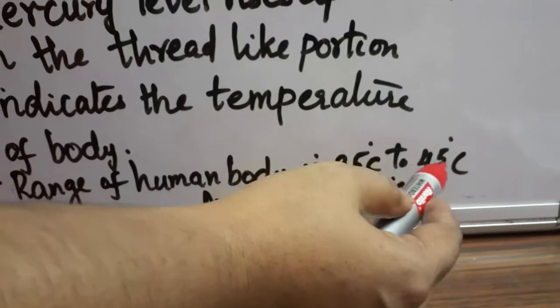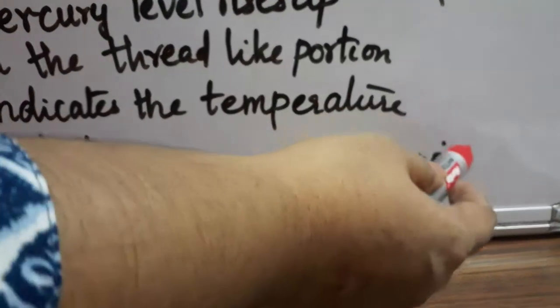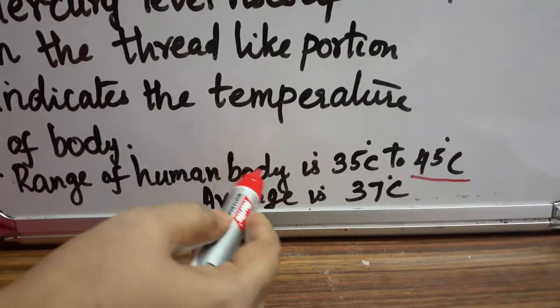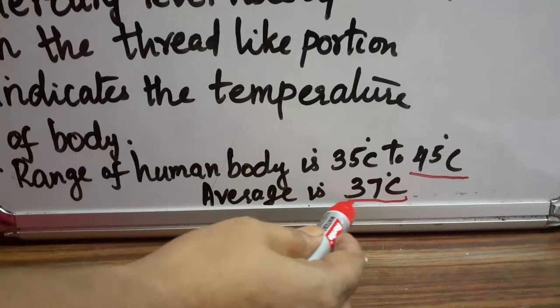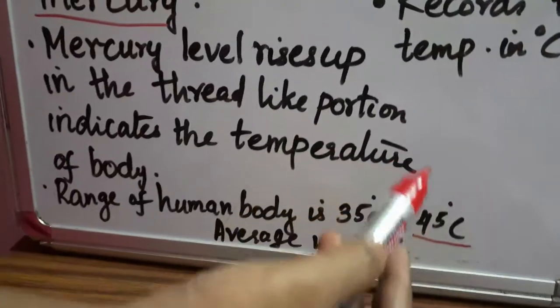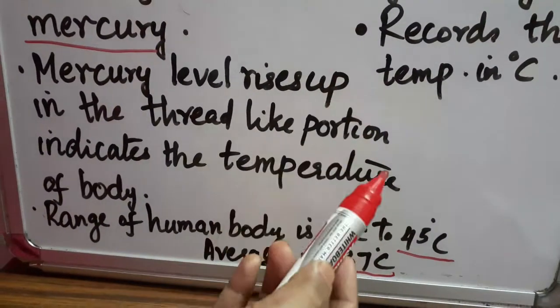If we have too much temperature, it can reach 45 degrees Celsius. The normal average human body temperature is 37 degrees Celsius. If the temperature is beyond 37 degrees Celsius, we say that it is fever. That condition is known as fever.